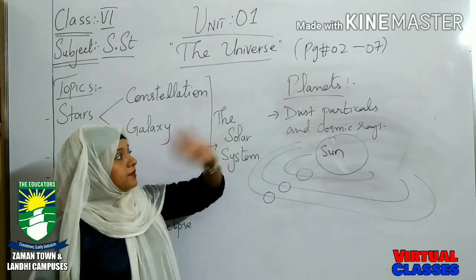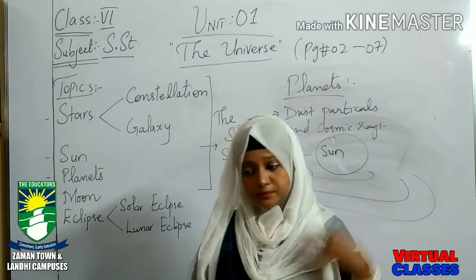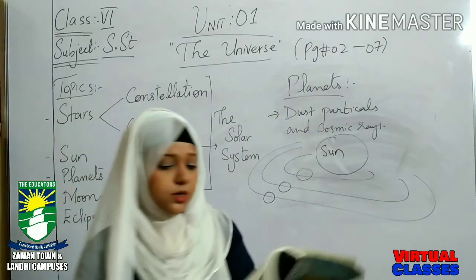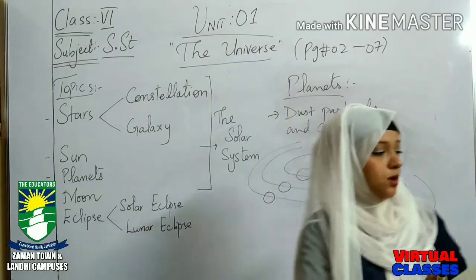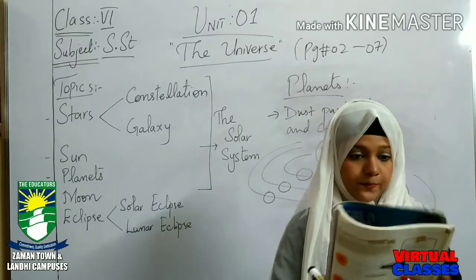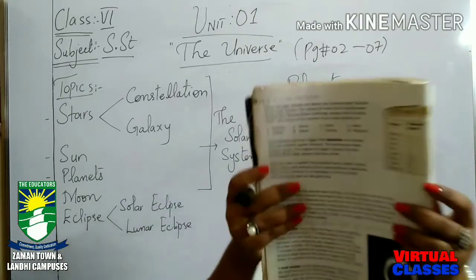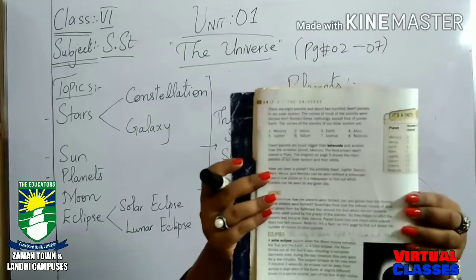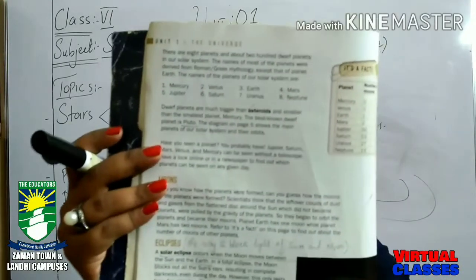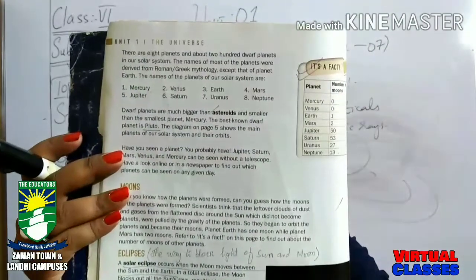Right? We have 8 different planets in our solar system. Let's discuss their names. You all know it very well, and you can find the names of different planets on page number 6. Over here you can find the name of the planets as well as the number of moons.